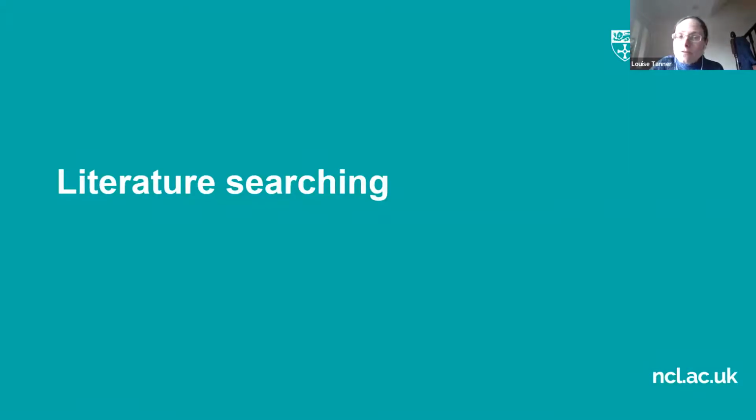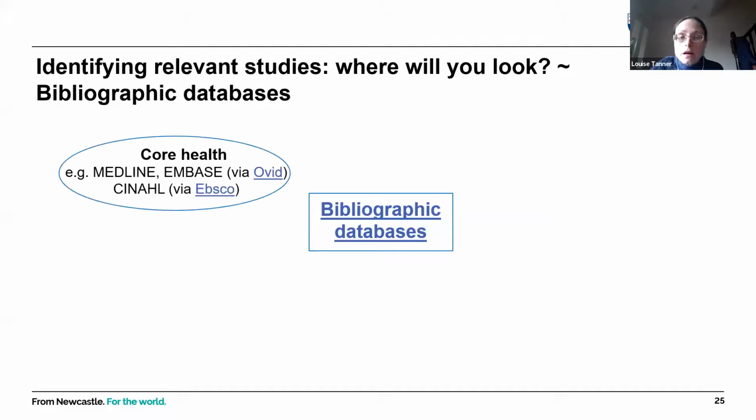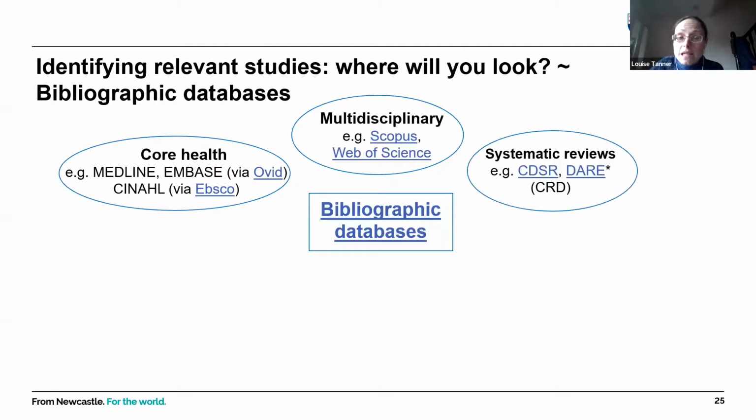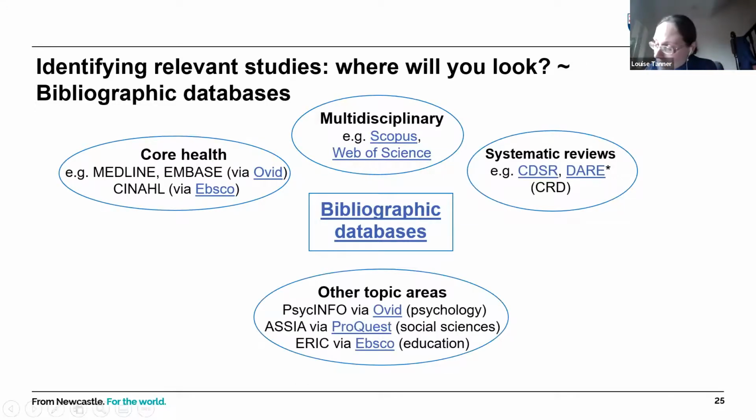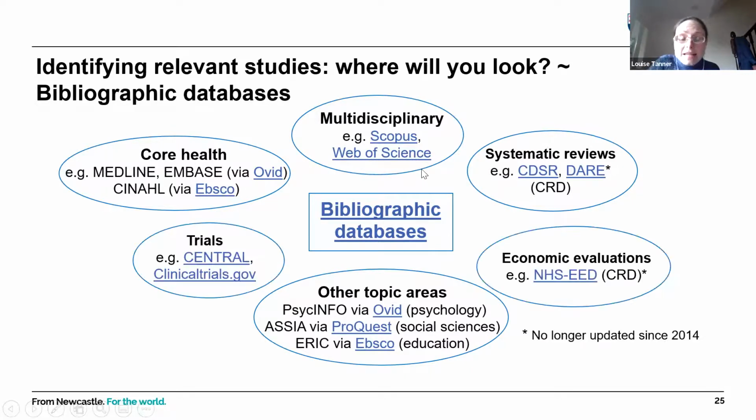So there are lots of different places that you can search for primary studies to address your review question. Probably the first place that people go to when undertaking a systematic review are the bibliographic databases. Bibliographic databases are organized digital collections of references to published literature, and there are lots of different bibliographic databases available via the Newcastle University Library website.